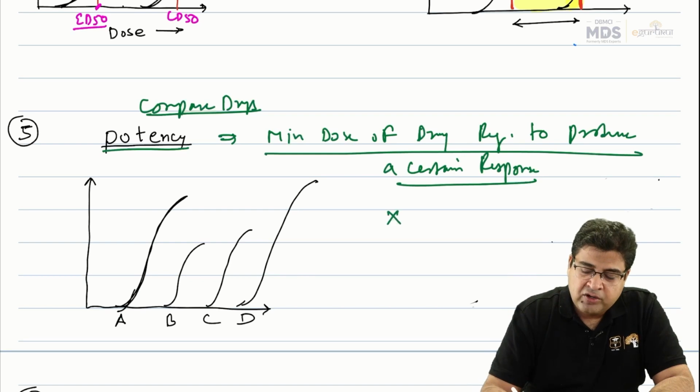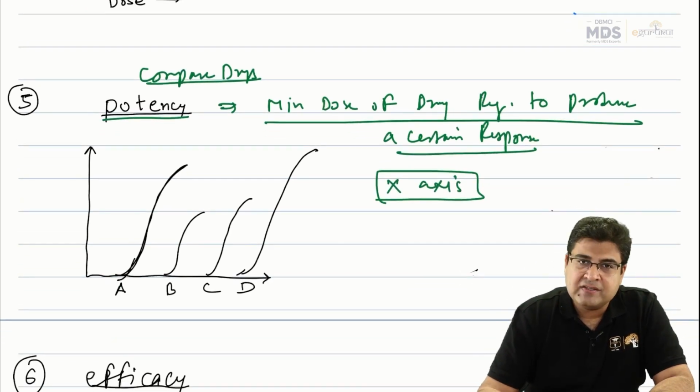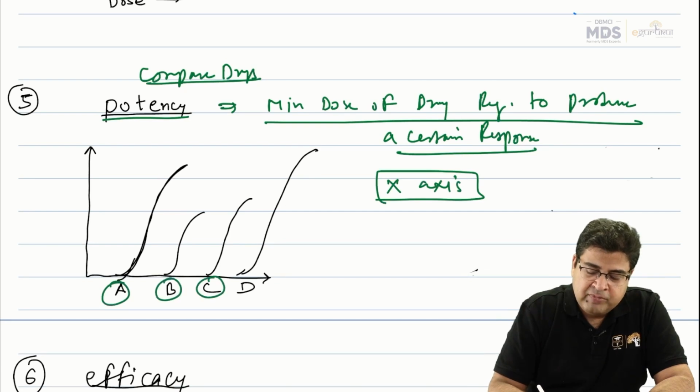And this is always plotted on the x-axis. So you always see the position of the DRC on the x-axis. Assume I have 4 medicines with me, A, B, C, and D.